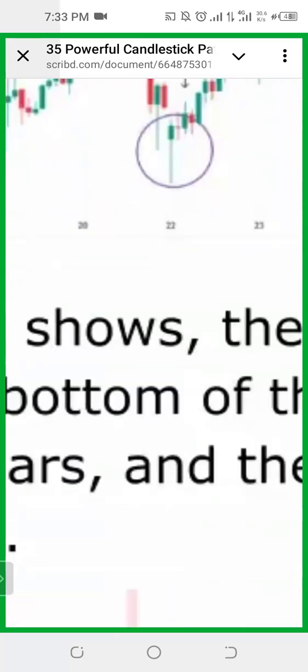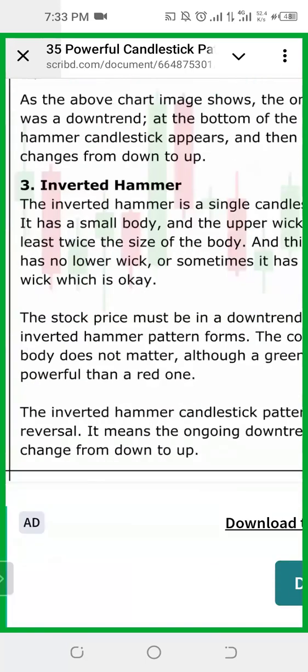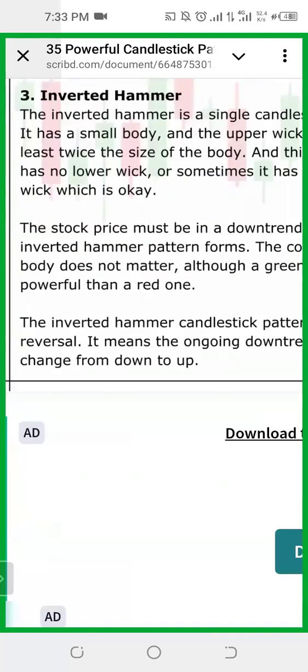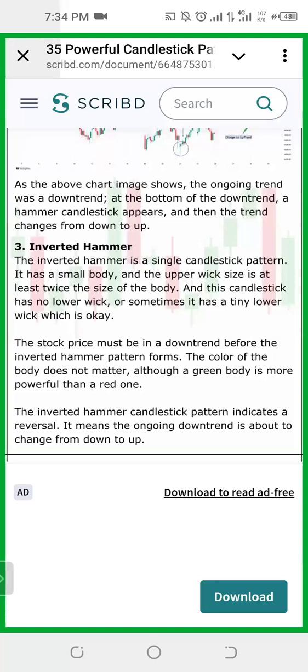So let me move to the next pattern. The next pattern is called inverted hammer. It's just the opposite of the hammer. The inverted hammer is a single candlestick pattern. It has a small body, and the upper wick size is at least twice the size of the body. And this candlestick has no lower wick, or sometimes it has a tiny lower wick, which is okay.